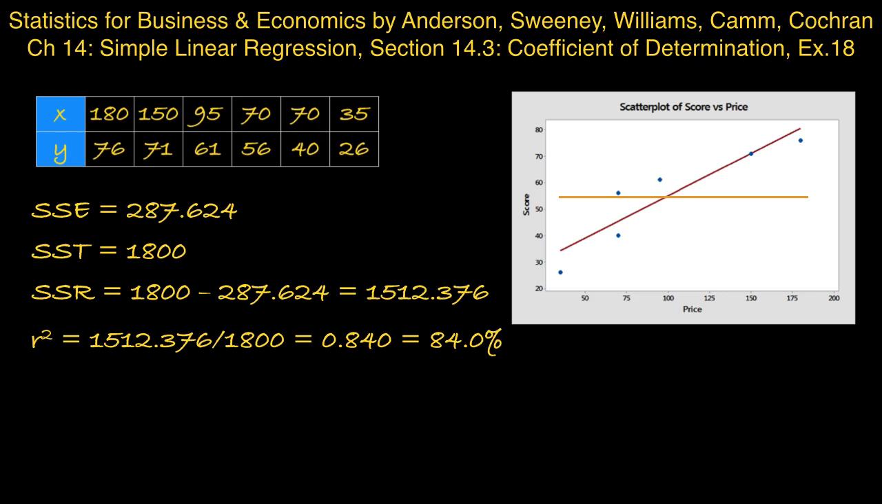And then if we take the square root of r squared, and we take the positive square root in this case, because we've got a positive linear relationship between the two variables, then we obtain the correlation coefficient, which comes to 0.917.